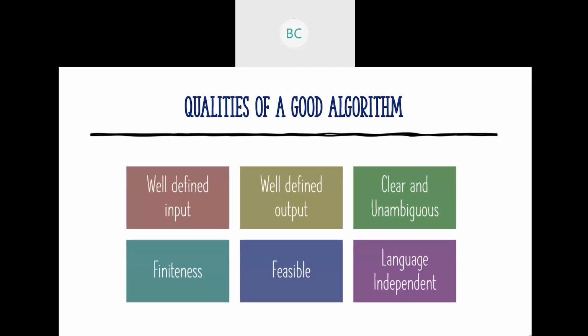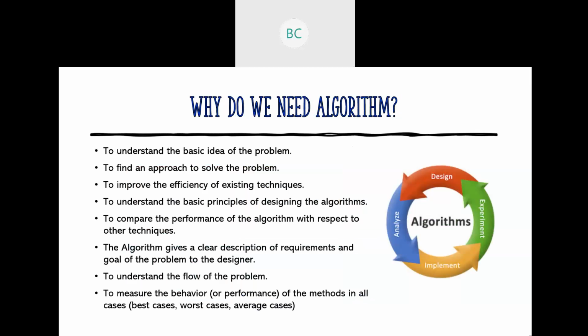Then it should be clear and unambiguous. Each step of an algorithm and its input and output should be clear and must lead to only one meaning. It cannot have dual meanings. Then, as I have already mentioned, your algorithm should be program independent, so it should be useful for any programming language.